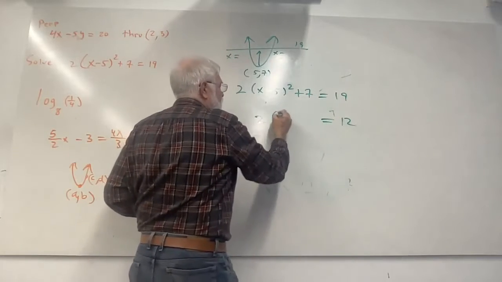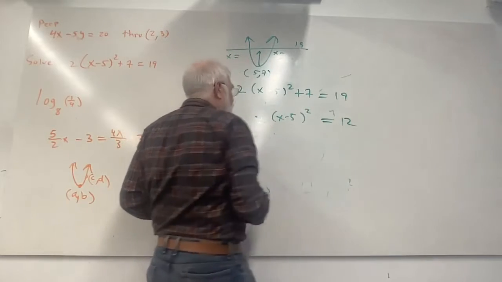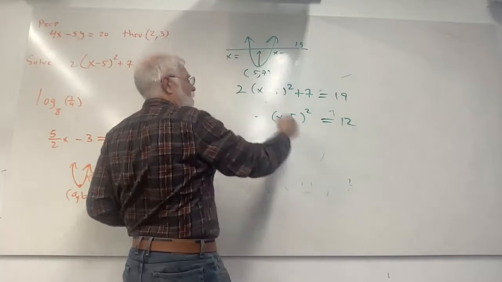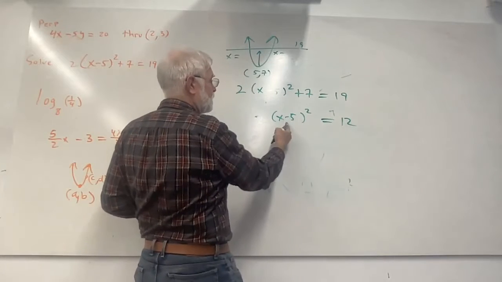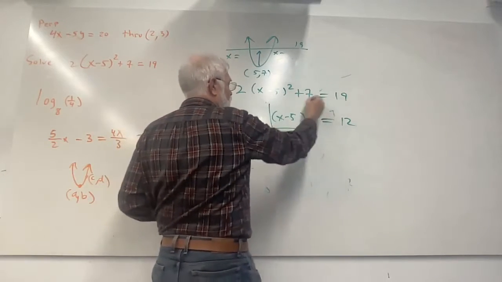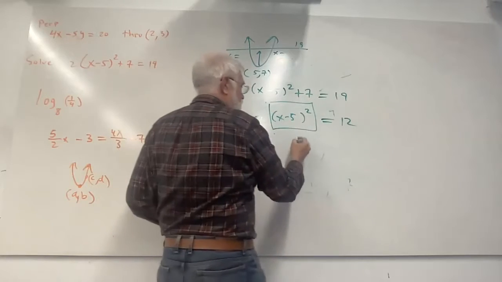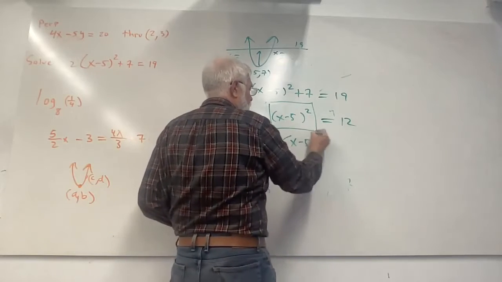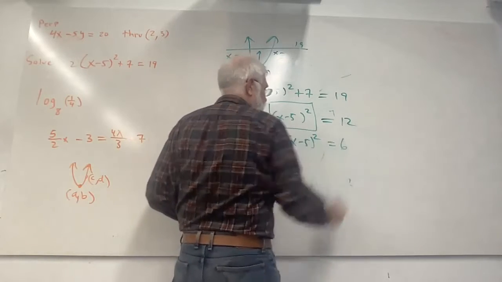So that gives me 2(x minus 5) squared. Oh, I got to double things. Well, what am I got to double to get 12? I guess this has to become the number 6. The whole thing here. That whole thing has to become 6. So (x minus 5) squared, 12 divided by 2 is 6.